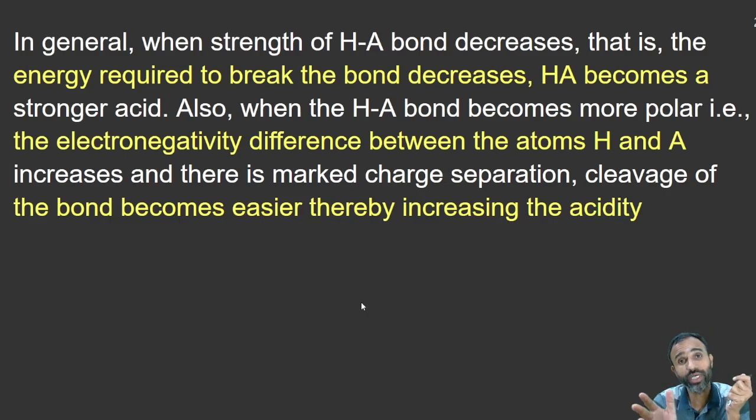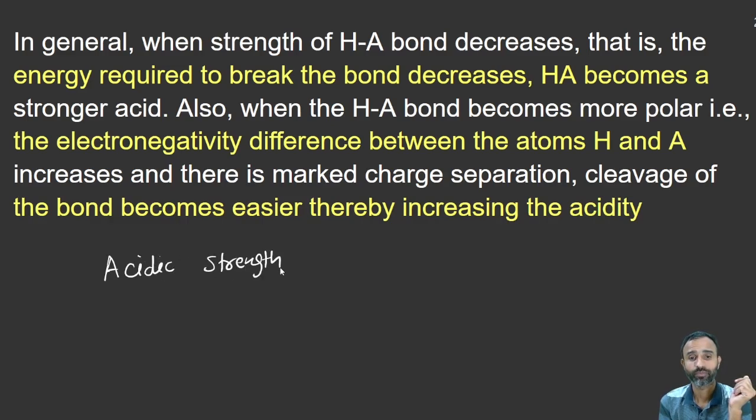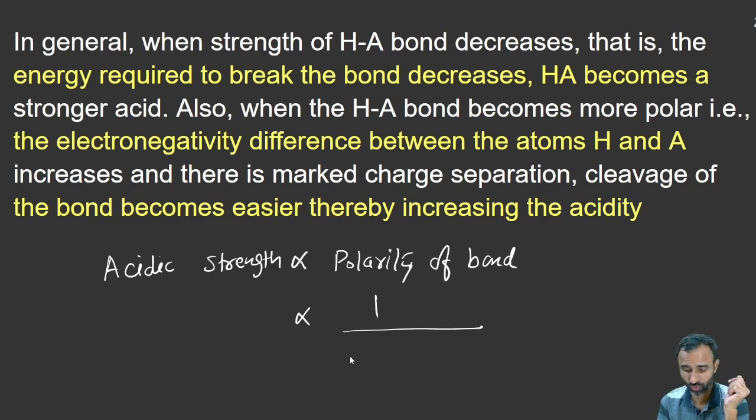But when we take into account bond strength and when we take into account polarity of the bond, because sometimes both are increasing or both are decreasing, here we are saying that acidic strength is directly proportional to polarity of bond and inversely proportional to strength of bond.